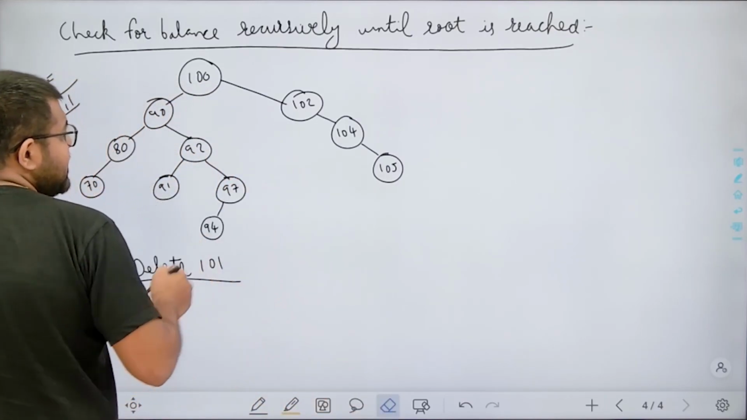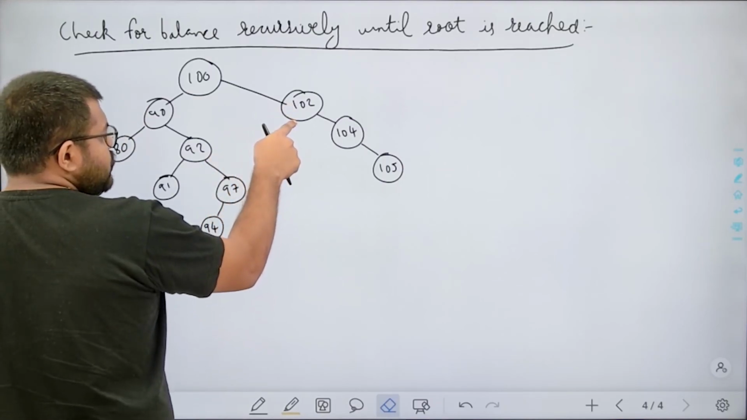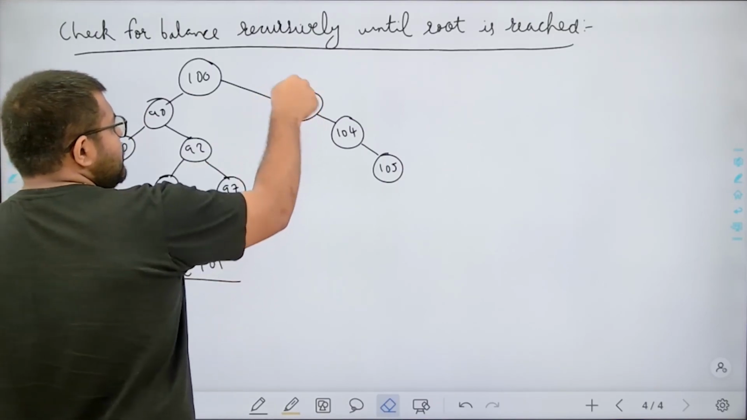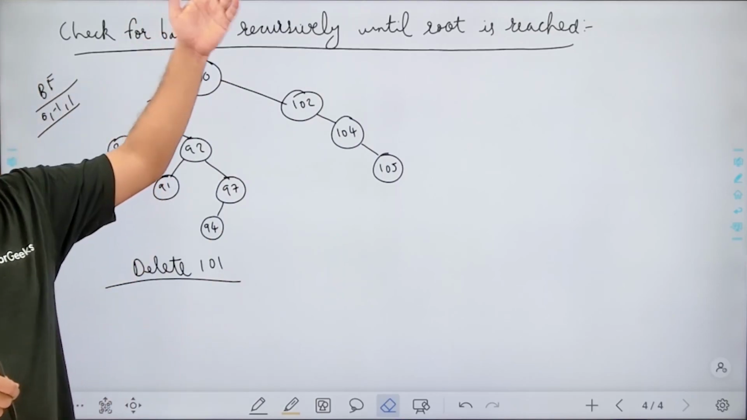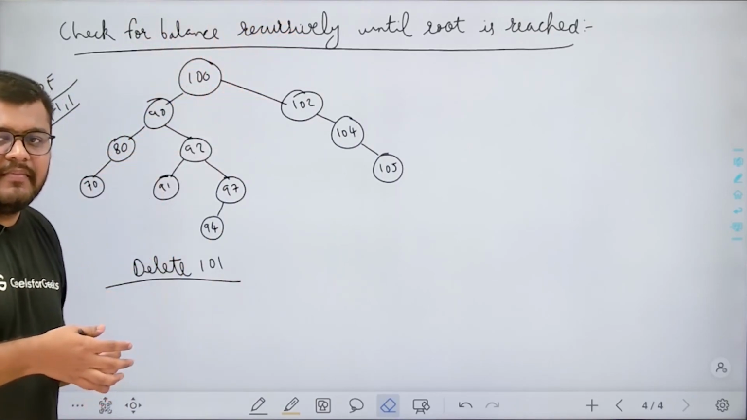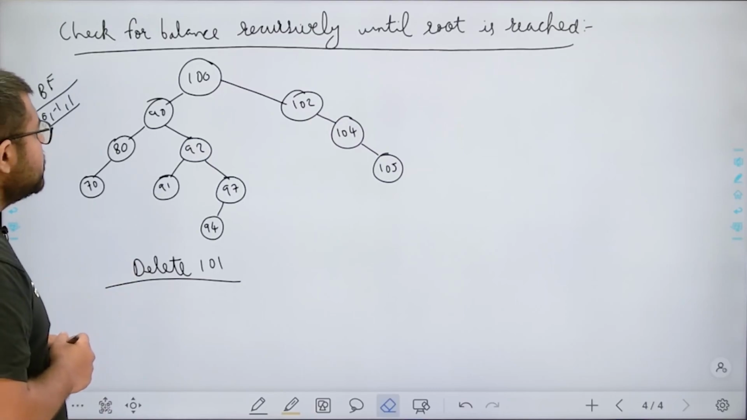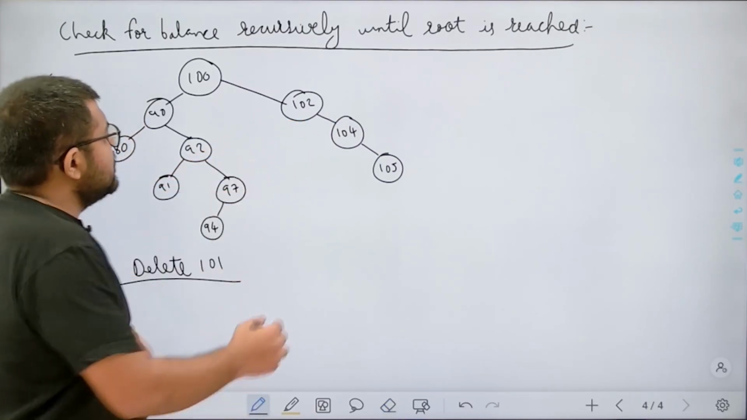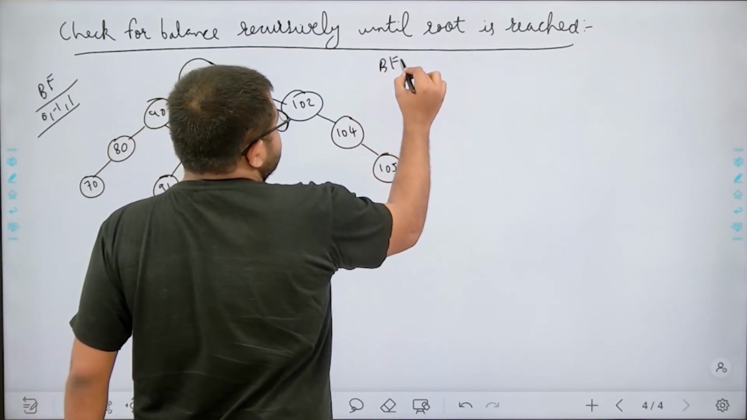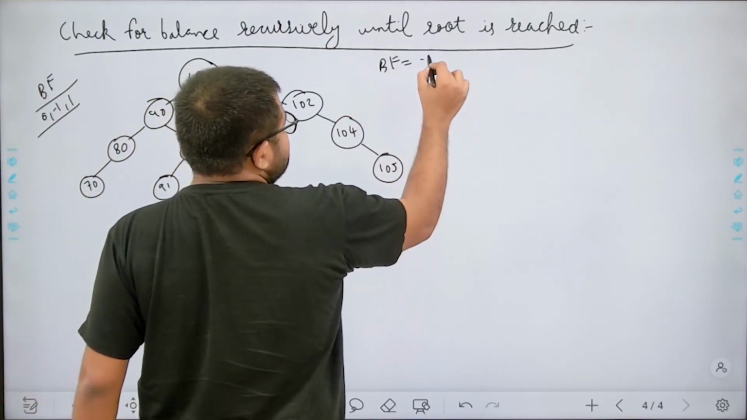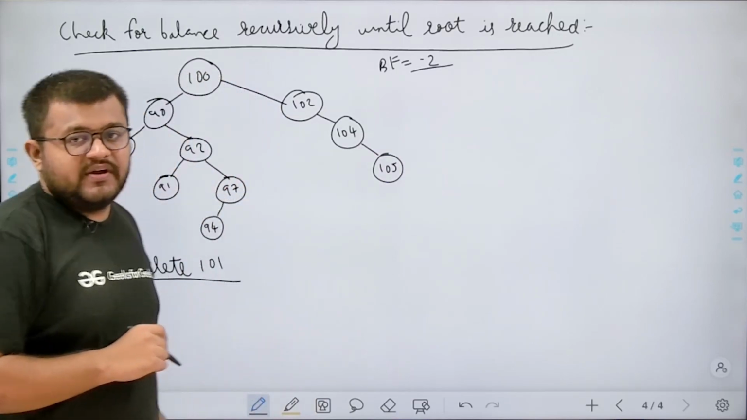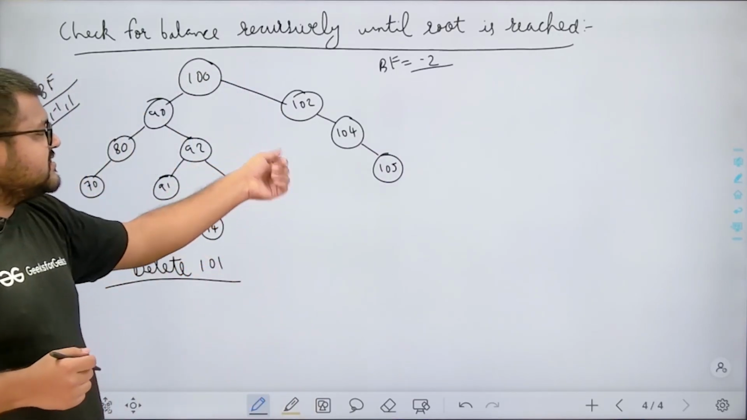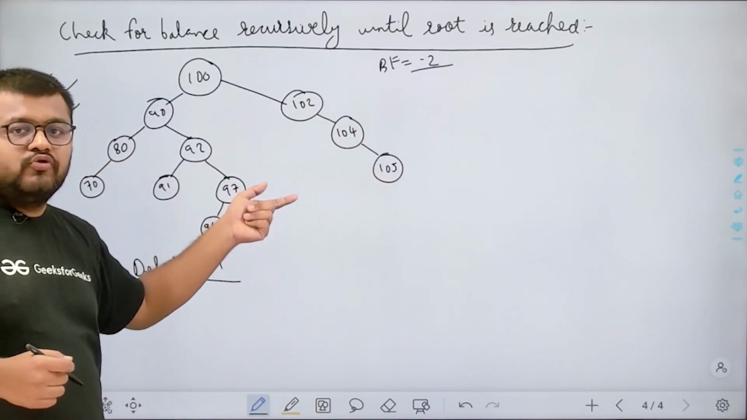So we deleted it, but now if we check for this node, what we will do is keep going towards its ancestor, and whenever we find an unbalanced node we will rebalance it. So now 102 is not balanced. Why? Because the balancing factor of 102 is what? Left minus right. It is -2. So it is not balanced. Which case is this? Right, right. So we need to do a left rotation.